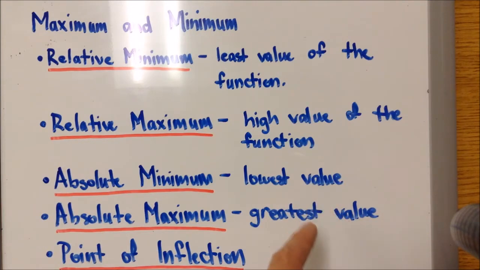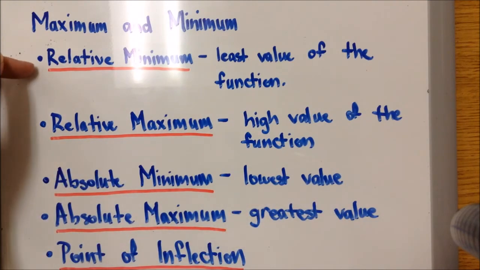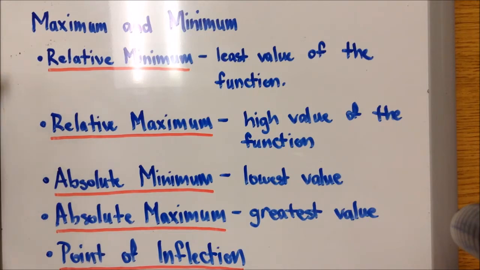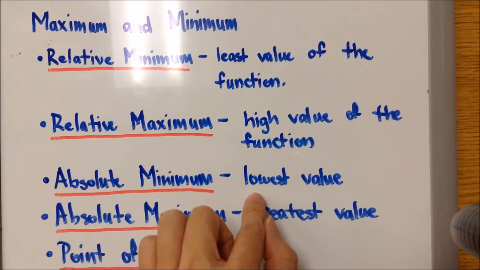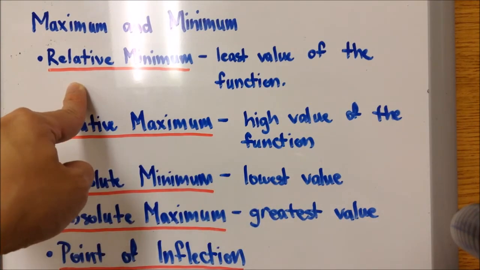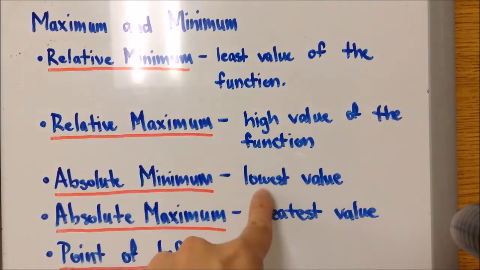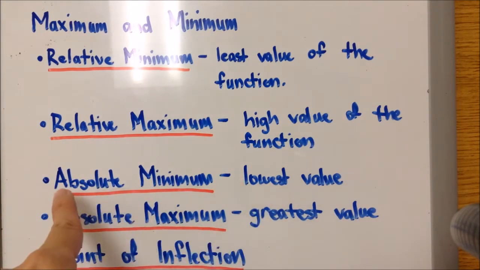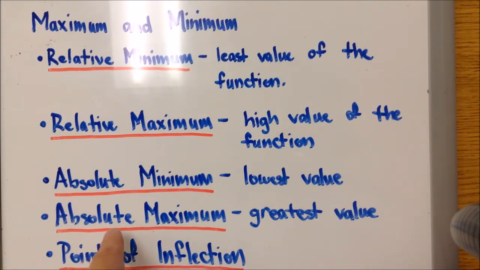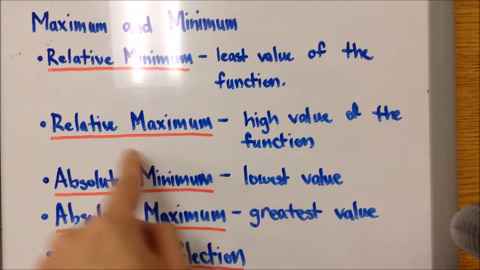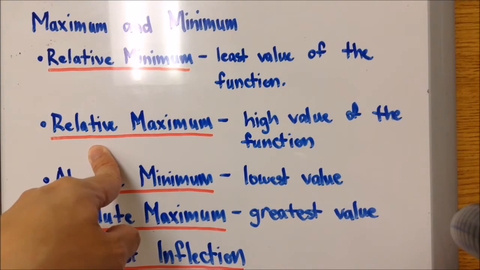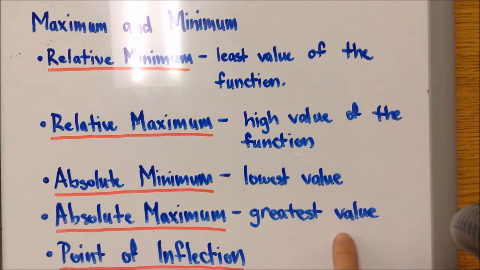What that means is if there are multiple relative minimum, there should be one absolute minimum, meaning among the multiple relative minimum, the lowest value of them all is the absolute minimum. Now the same thing can be said for absolute maximum, the greatest value. So if there are multiple relative maximum, the one that is the greatest value is the absolute maximum.